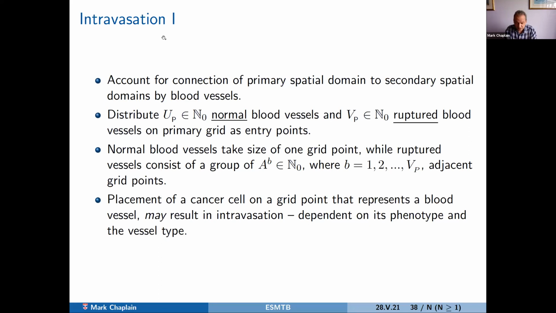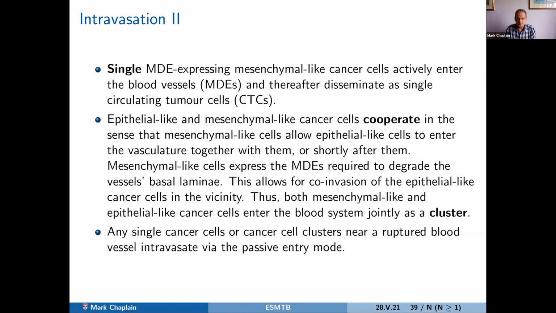So just very briefly, the intravasation, all these are just done by probabilities. If a cell encounters a blood vessel, there's a probability that it successfully intravasates, and that depends on the type of blood vessel you encounter. You can either do that as a single mesenchymal cell or as a cluster of epithelial cells with mesenchymal cells.